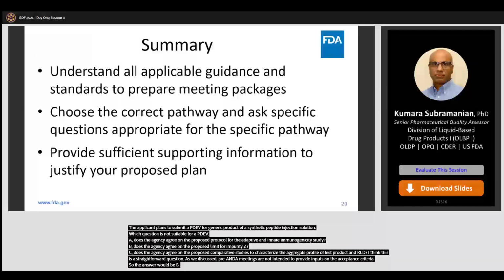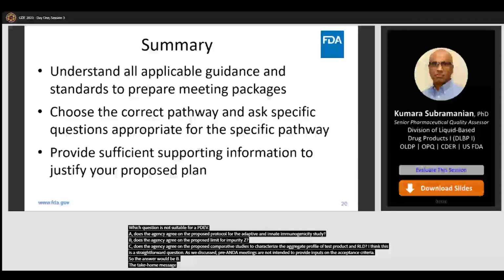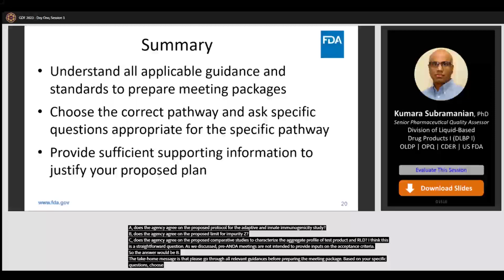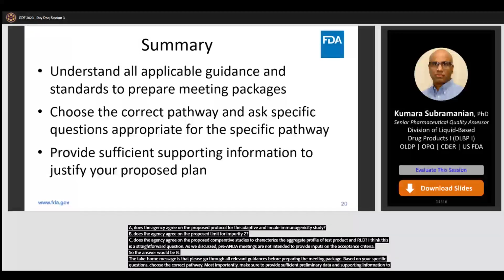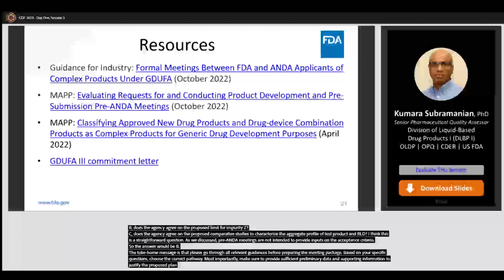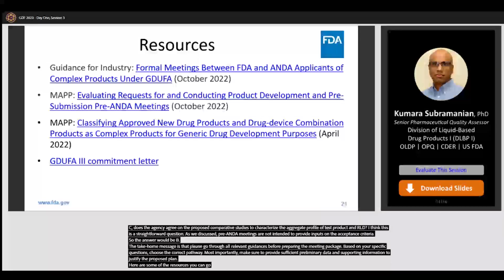The take-home message is that please go through all relevant guidances before preparing the meeting package. Based on your specific questions, choose the correct pathway. Most importantly, make sure to provide sufficient preliminary data and supporting information to justify the proposed plan. Here are some of the resources that you could go through, which includes agency's guidance, maps, and GDUFA commitment letter.